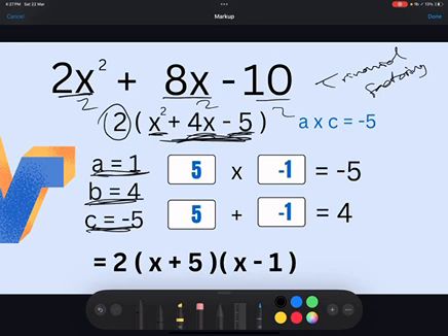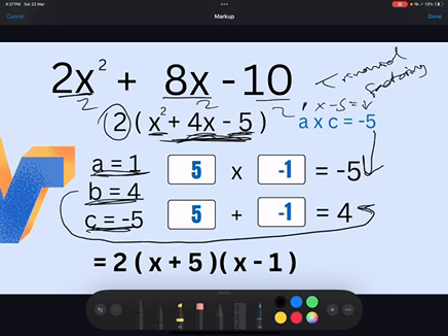Over here, and then we learned over here that we need to multiply A times C, which is 1 times minus 5, which equals minus 5. We bring the minus 5 over here, and then we bring B. We do the same thing as trinomial factoring. We bring B over here.